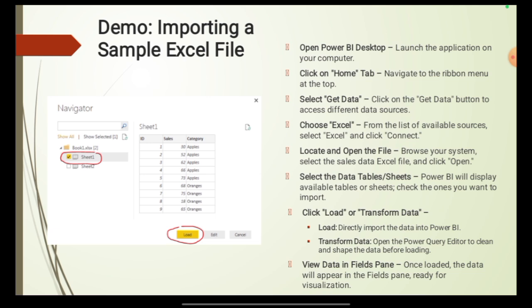visualizations. The provided image shows the navigator window in Power BI desktop when importing data from an Excel file. It lists the available sheets such as Sheet 1 and Sheet 2 within the file itself. Sheet 1 is selected, displaying a table with 3 columns: ID, Sales and Category. The user can click Load highlighted in the window to directly import the data, or choose Edit to modify it in the Power Query editor before loading.